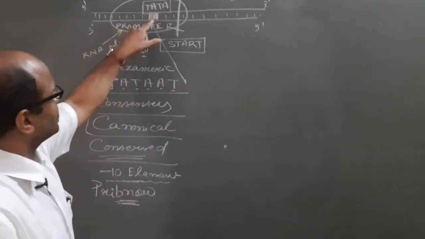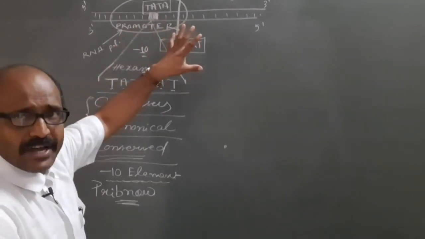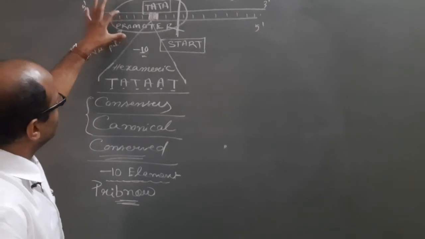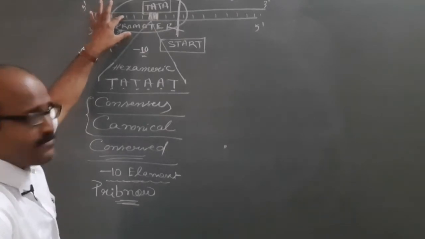In prokaryotes, there is another consensus sequence present at the -35 region.